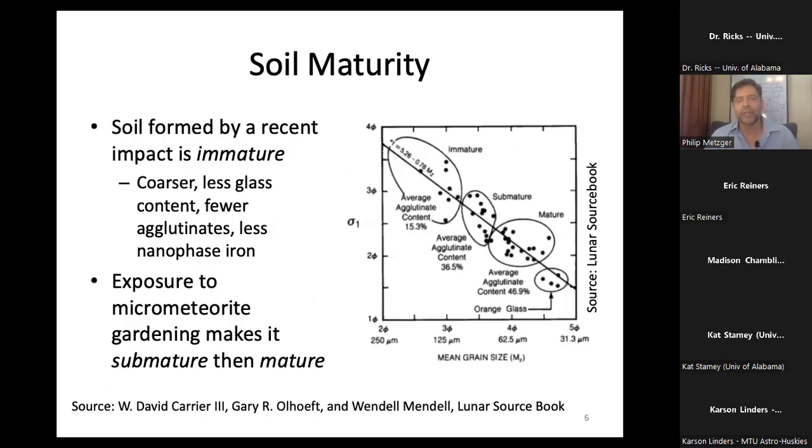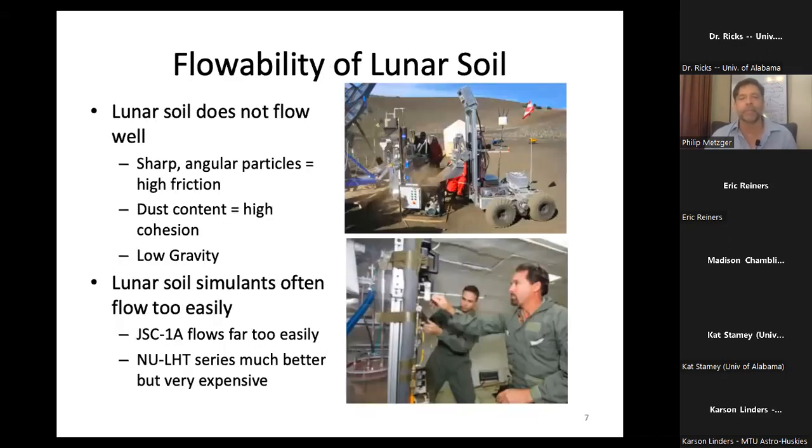Now, lunar soil is not all the same. Some is mature, some is immature, and some is in between, we call submature, depending on how long it sat on the surface getting pummeled by little micrometeoroids. So the mature soil is finer, the immature soil is coarser. But the vast majority of soil on the moon is really mature. And so what we're trying to simulate is the mature type, which has a lot of fine powdery material.